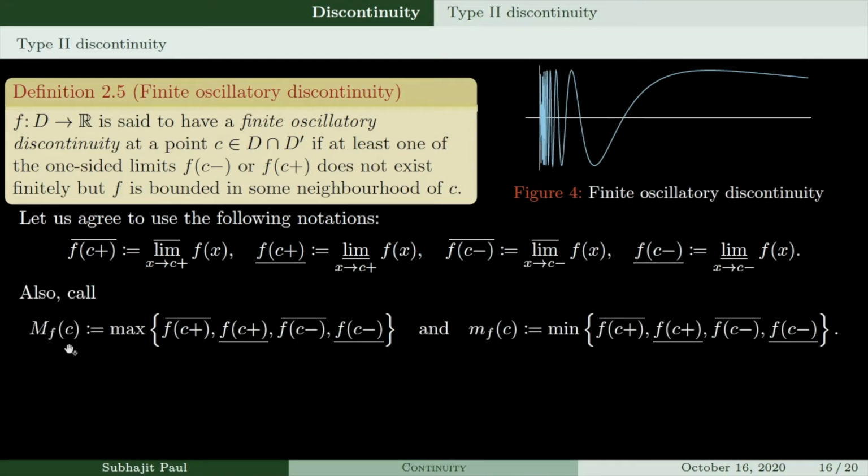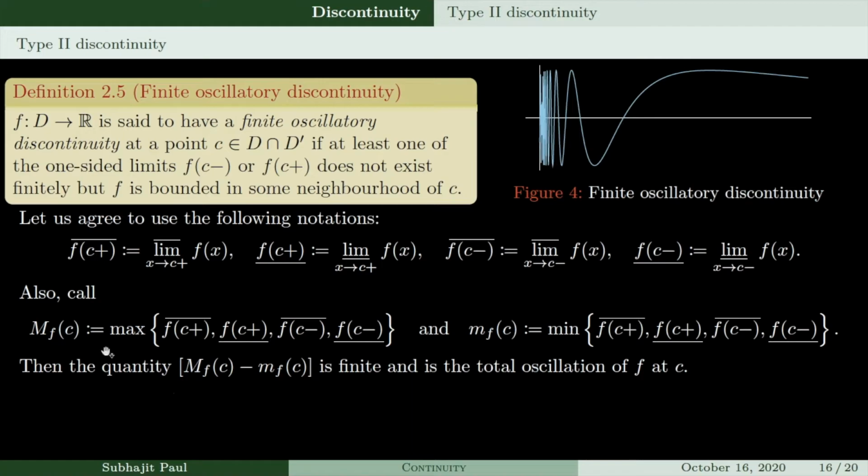Also, call capital M_f(c) the maximum of all these four quantities, and small m_f(c) the minimum of these four quantities. Then the quantity capital M_f(c) minus small m_f(c) is finite because the function is bounded, and it is called the total oscillation of f at c.